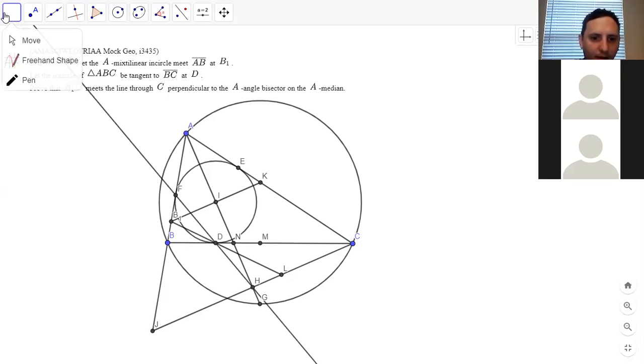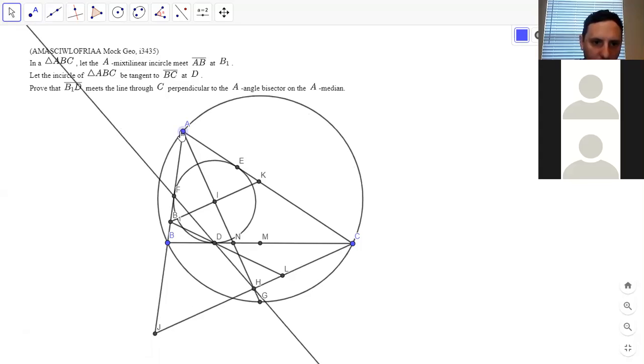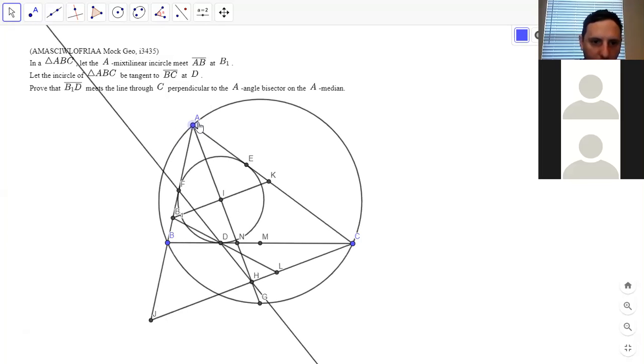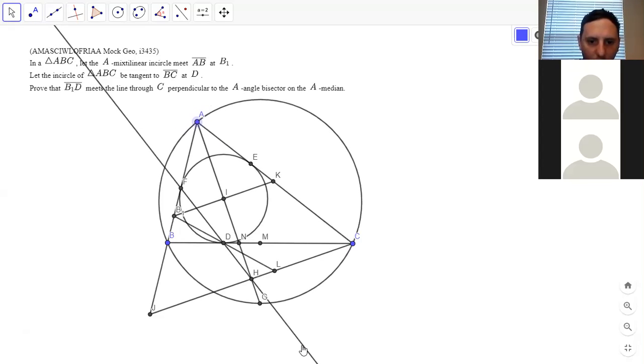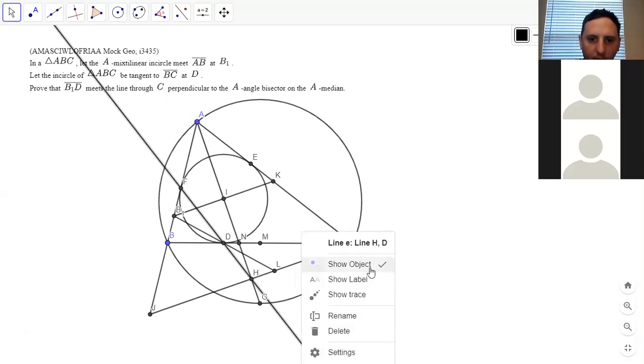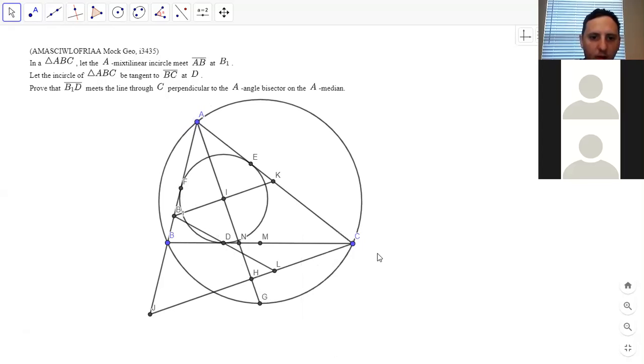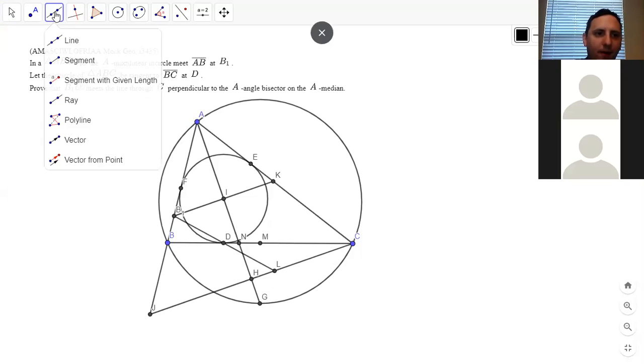Oh, let's see. Yeah, it looks like H, D, and F are collinear. So that would probably help. Oh, that is actually just the Iran lemma. It's the Iran lemma that H, D, and F are collinear, because of the 90-degree angle.